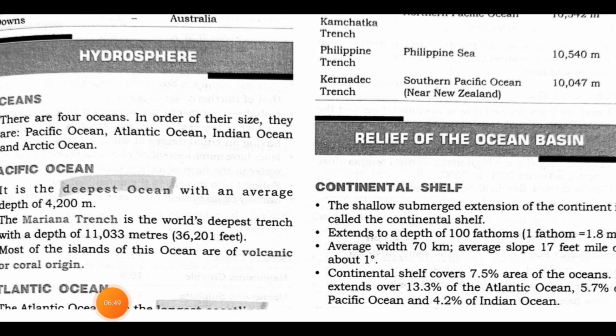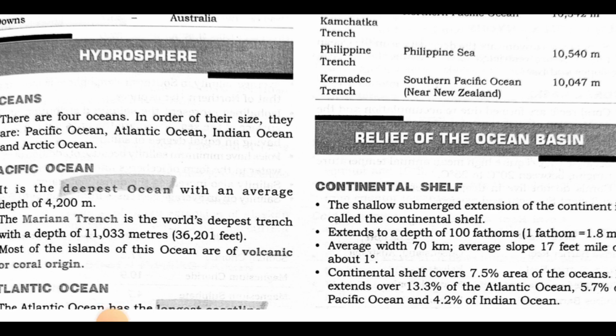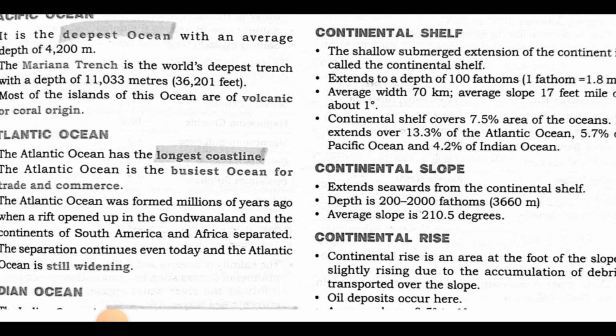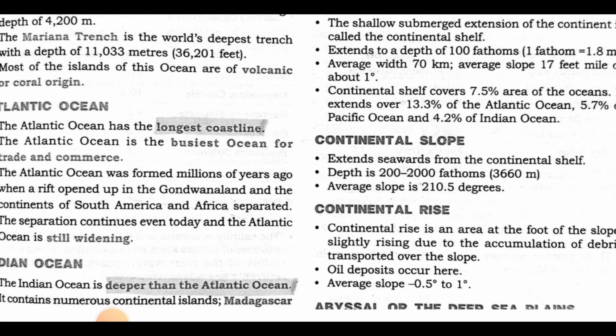Hydrosphere. Oceans. There are four oceans in order of their size. They are Pacific Ocean, Atlantic Ocean, Indian Ocean, and Arctic Ocean. Pacific Ocean: it is the deepest ocean with an average depth of 4,200 meters. The Mariana Trench is the world's deepest trench, with a depth of 11,033 meters. Most of the islands of this ocean are of volcanic or coral origin.